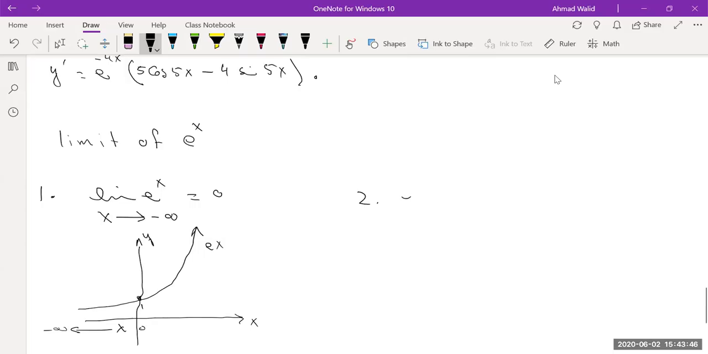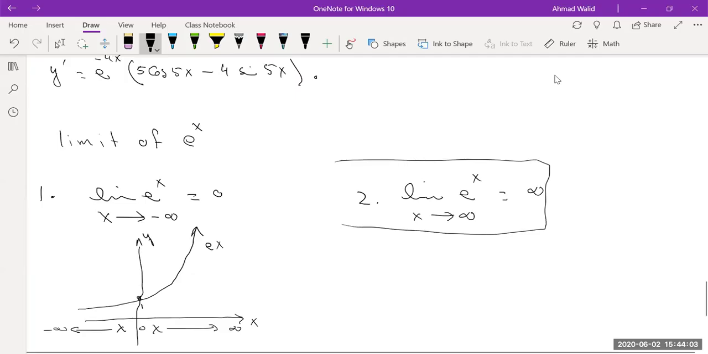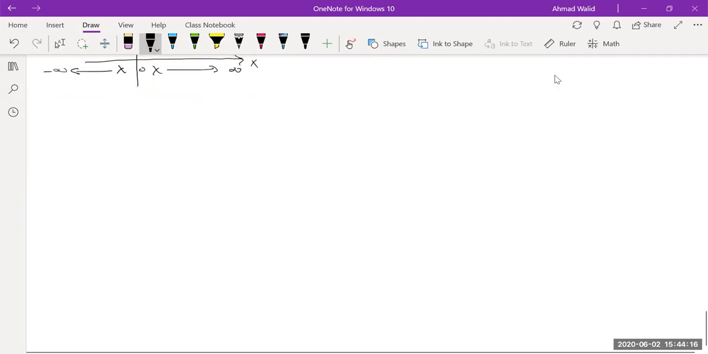Number two, limit of e to the x as x approaching positive infinity. You can see when your x is approaching positive infinity, the graph goes also to infinity. Right? Two rules for the limit of e to the x. Correct? You have to remember these two. Let's do an example to practice this limit.